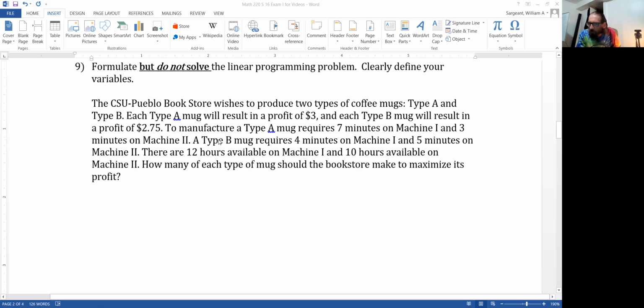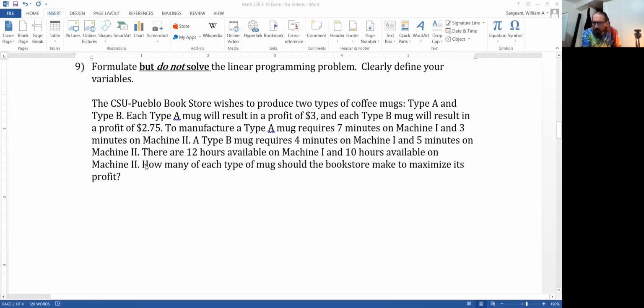And then for type B, 4 minutes on machine 1 and 5 minutes on machine 2. There are 12 hours available on machine 1 and 10 hours available on machine 2. Maybe because they're being put to use for other things, whether it's making them for the bookstore or other places. How many of each type of mug should the store make to maximize its profit?